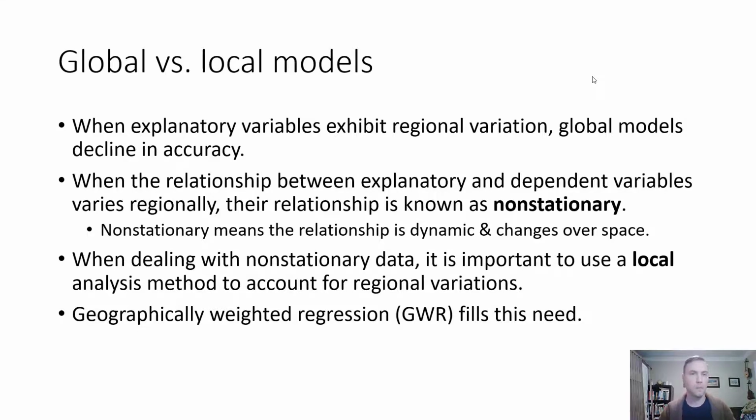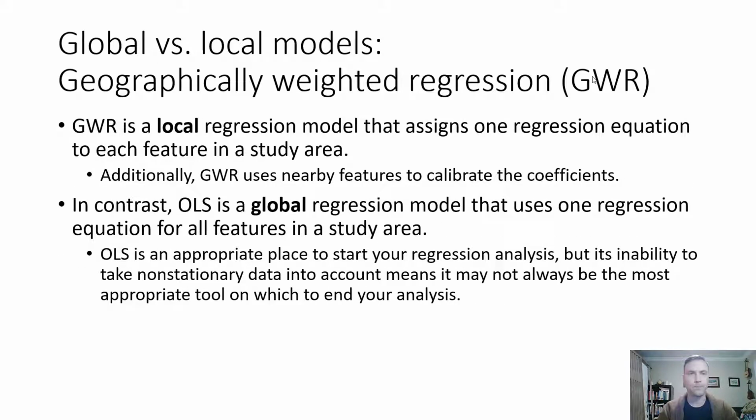Non-stationary data essentially means the relationship is dynamic and changes over space. When dealing with non-stationary data, it's important to use a local analysis method to account for regional variations. OLS is usually the way to start, regardless of whether your data is regionally varied or non-stationary. Still start with OLS, but you may find that the AIC number for your dependent variable will actually improve if you try a local analysis method instead. And what local analysis method am I talking about? GWR, geographically weighted regression. It fills the need to account for regional variation.